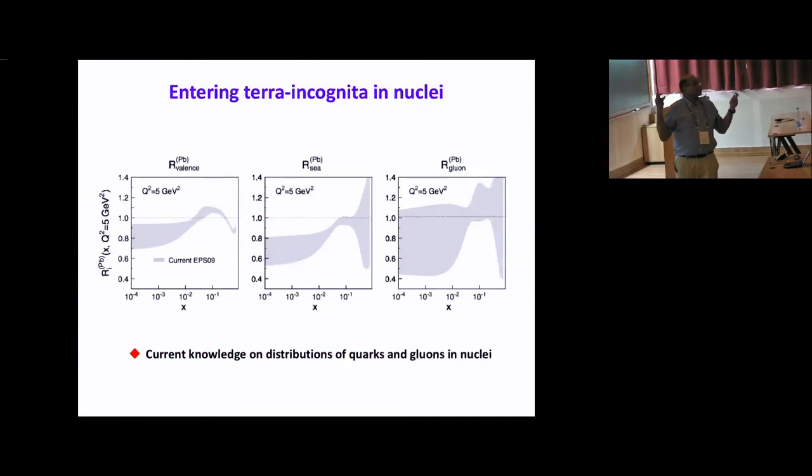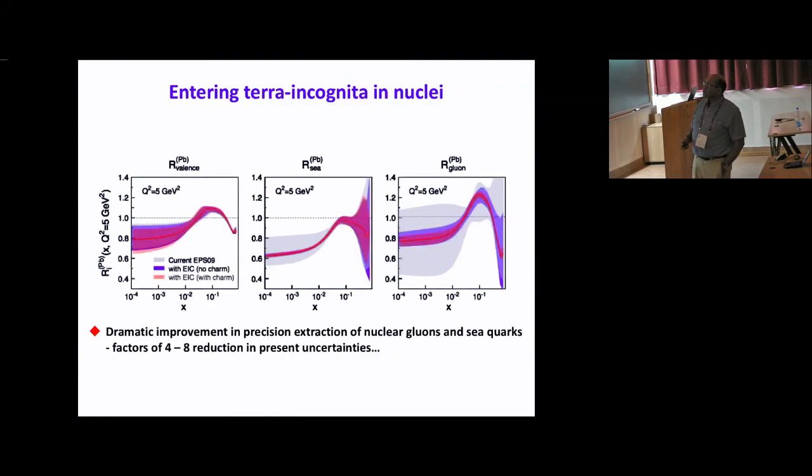So nuclei, remember I said we know nothing about the gluon distribution in the nucleus. So this is the current uncertainty, even after all these years, of the nuclear gluon distribution. Even for valence quarks there's considerable uncertainty. So this is what the EIC would do. Okay? It would really nail down the uncertainty in the gluon distributions inside the nucleus. And even at large x, it would provide new information on the nuclear gluon distribution. Okay? So you're talking about factors of 4 to 8 reduction in present uncertainties.